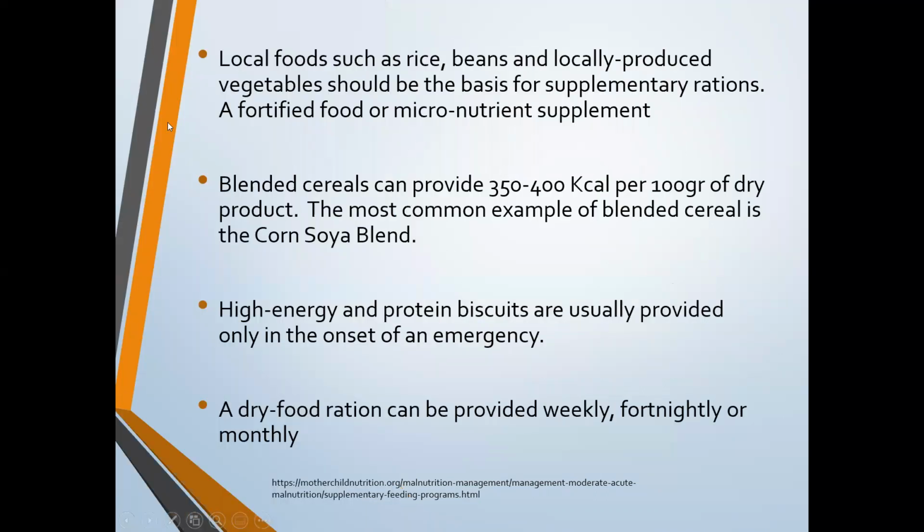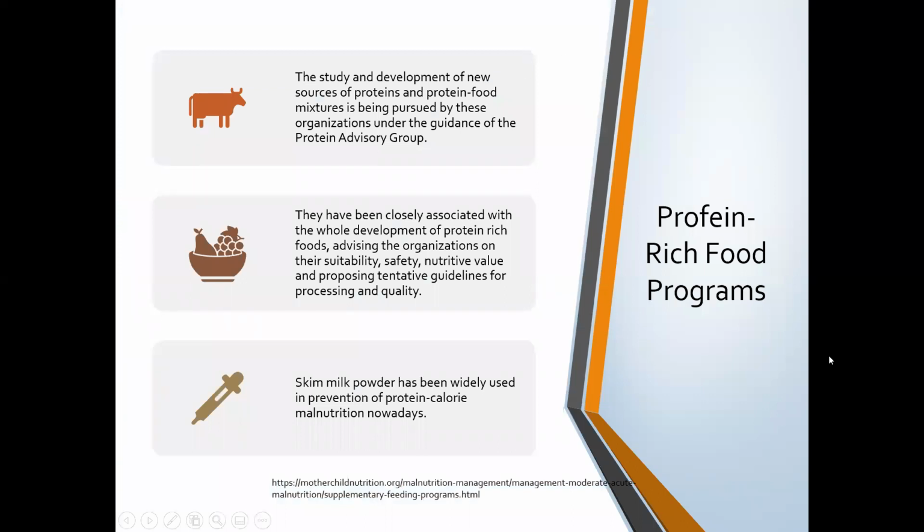Other examples are blended cereals that can provide high calorie food to malnourished children, and the availability of high energy protein biscuits. These are all examples of how we can do direct intervention and provide supplementary programs in parallel. There are also protein rich food programs specifically for addressing protein energy malnutrition, or other forms of malnutrition that have been an important problem for the last decade in our world.